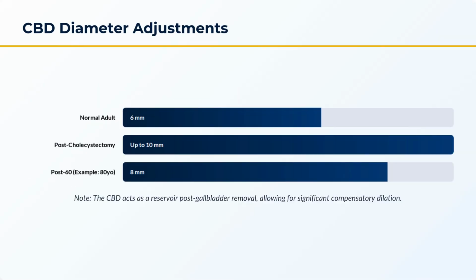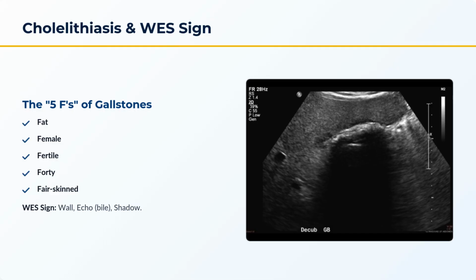The ductal diameters are dynamic. In normal adults, the CBD is between 3 to 6 millimeters. Post cholecystectomy, the CBD can dilate up to 10 millimeters as it acts as a reservoir. Always factor in the patient's age and surgical history before documenting pathology.